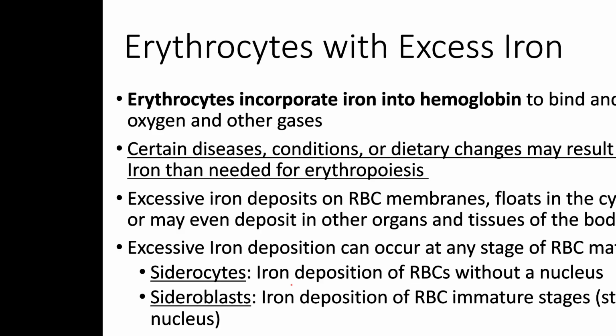Cyte means cell, so in this context it talks about RBCs without a nucleus. Blast means that we're talking about RBCs with a nucleus. So siderocytes just mean any iron deposits found on RBCs that don't have a nucleus, and sideroblasts just means that we're looking at iron deposits found on RBCs that still have a nucleus. The iron can only be stained and visualized using Perls' Prussian blue, and normally your spleen will do a good job at removing these cells via culling and pitting.